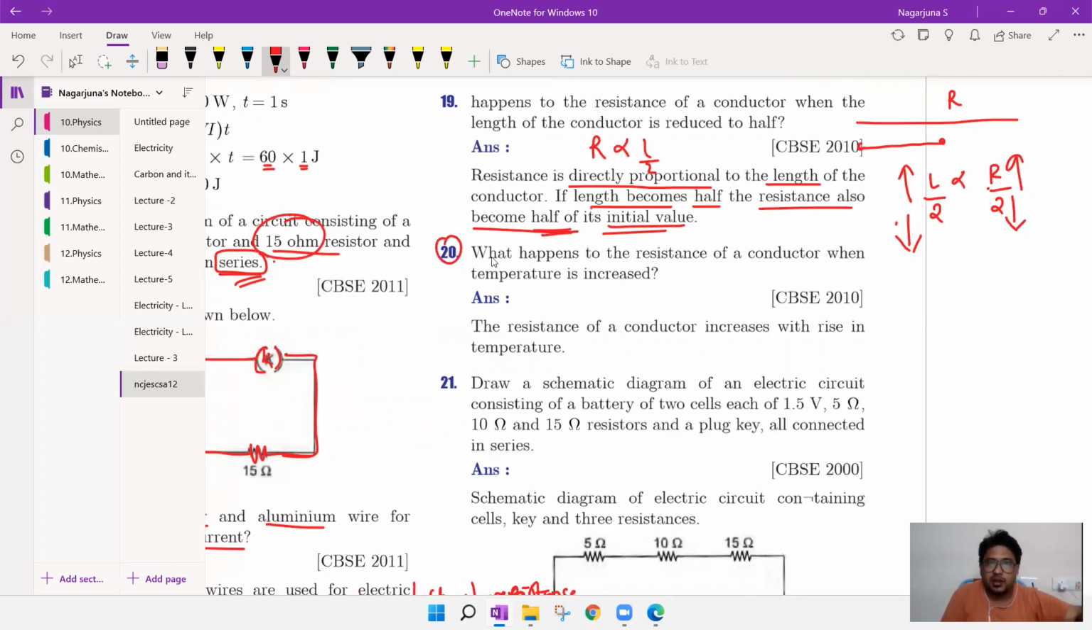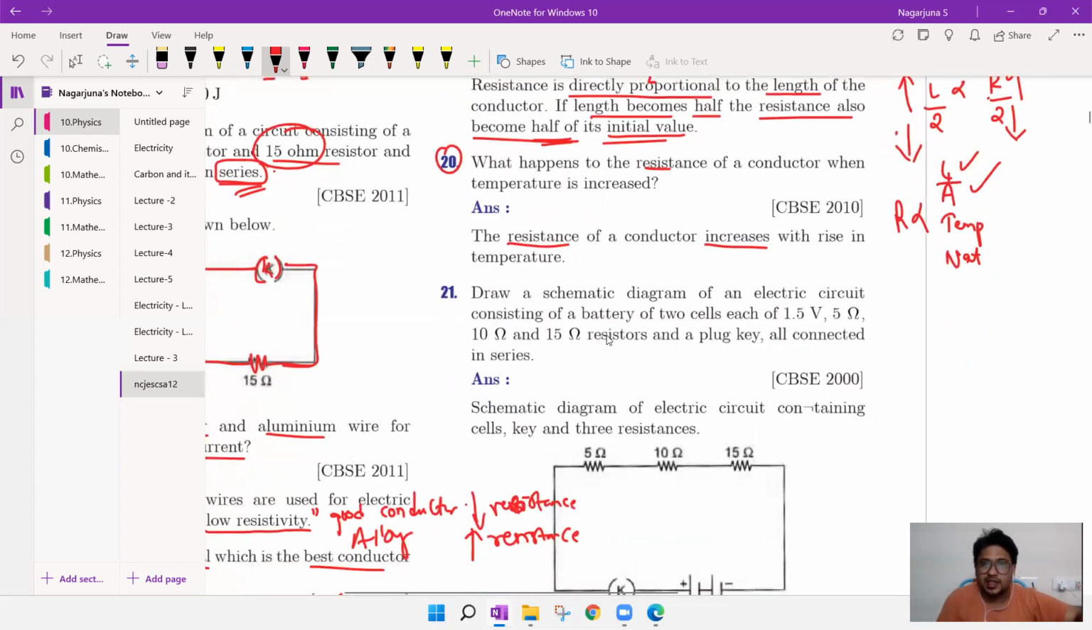20th question. What happens to the resistance of a conductor when temperature is increased? The resistance of the conductor also increases, because we have discussed 4 factors affecting resistance. Length is one factor, area of cross section is another factor, temperature is another factor, nature of material is another factor. So R is directly proportional to L, R is inversely proportional to A, R is directly proportional to temperature. So when temperature is increased, the resistance of the conductor also increases.